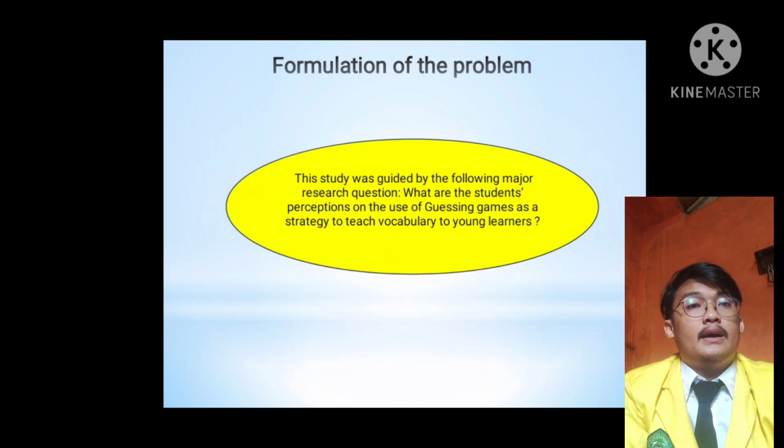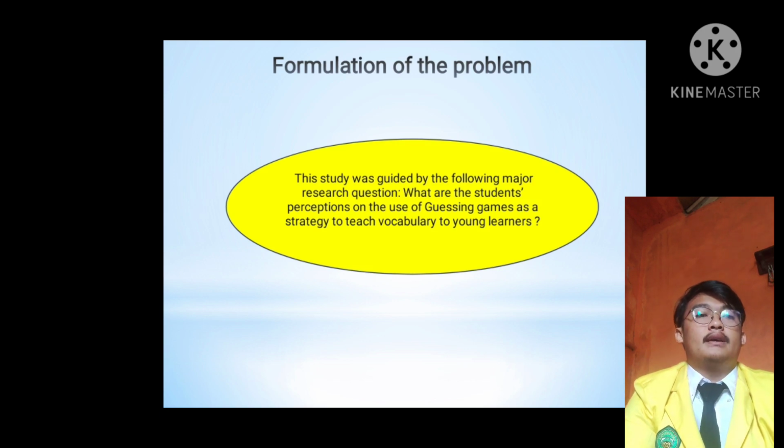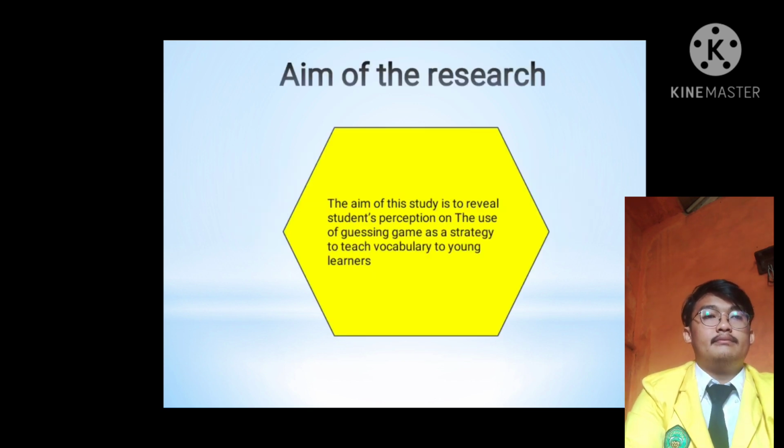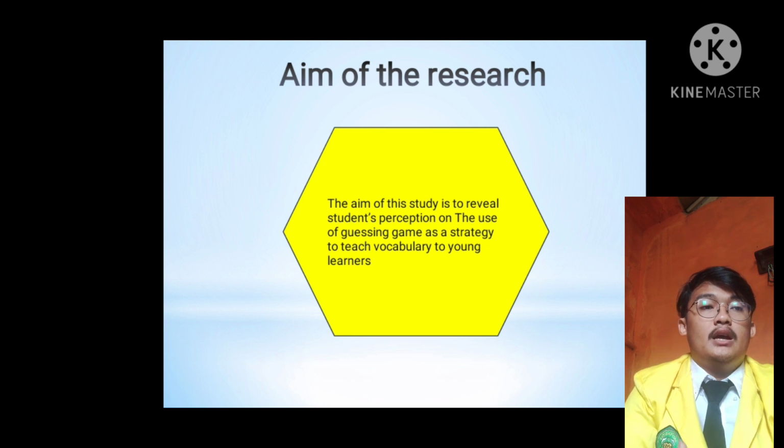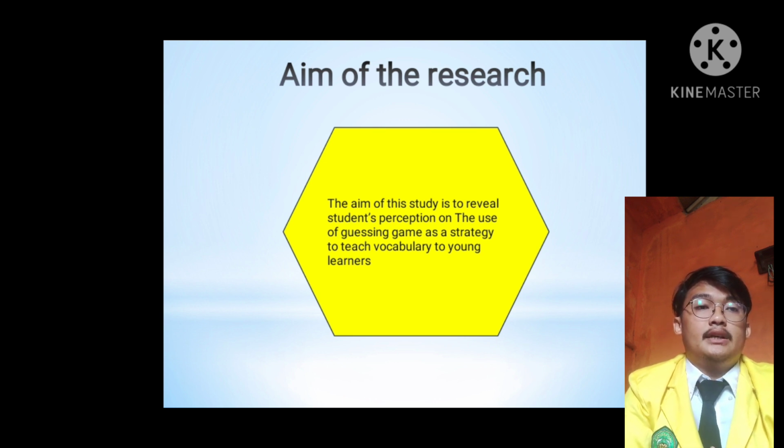Next, formulation of the problem. This study was guided by the following major research question: What are students' perceptions on the use of guessing games as a strategy to teach vocabulary to young learners? Next, aim of the research. The aim of the study is to reveal students' perception on the use of guessing games as a strategy to teach vocabulary to young learners.